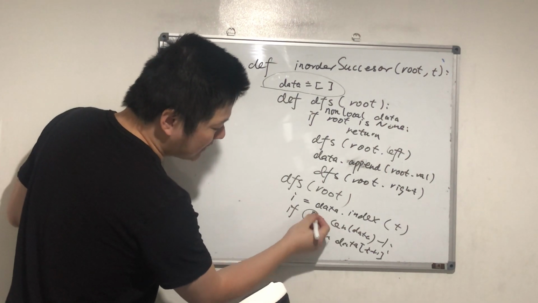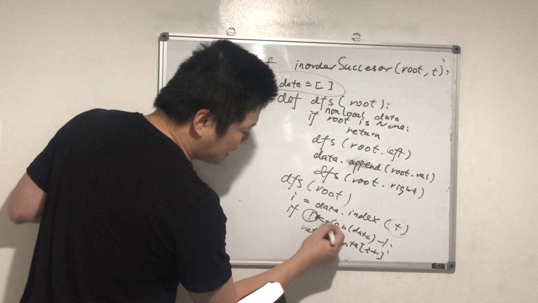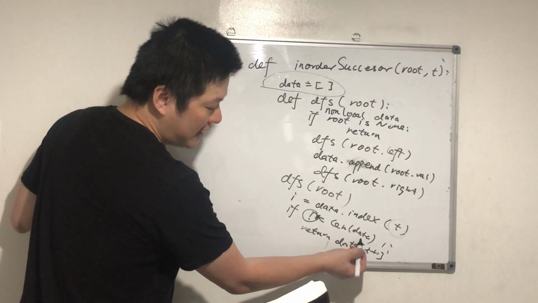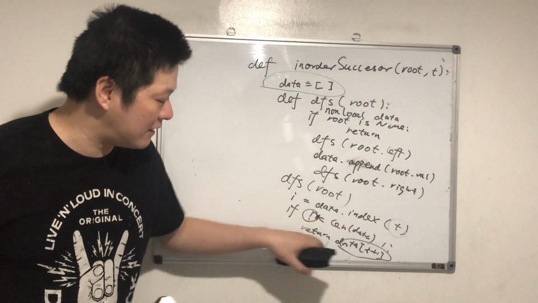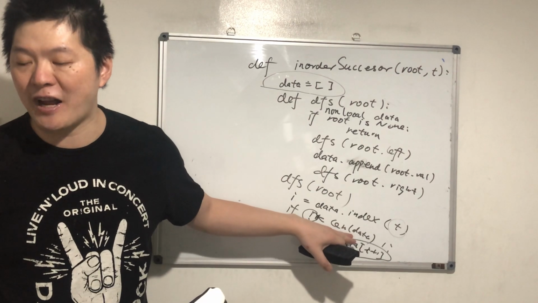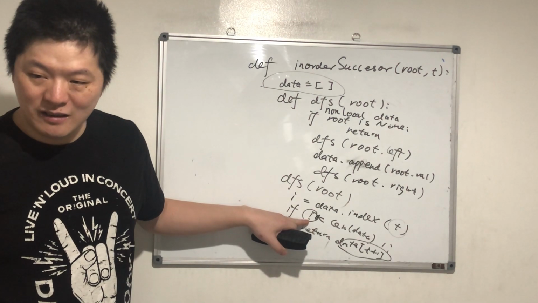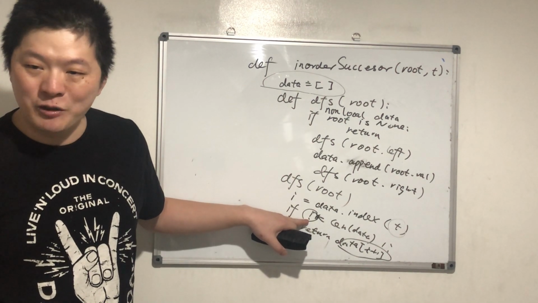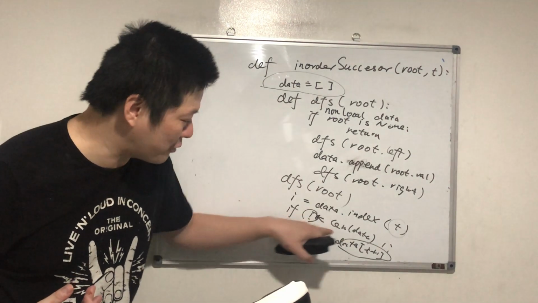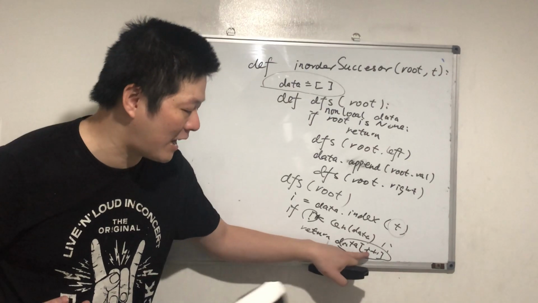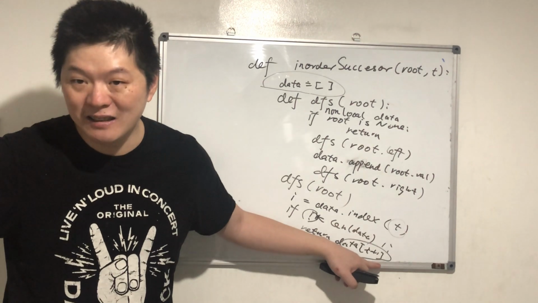Look, we find the index of t. If i plus 1 is still smaller than the length of data, then we can return the next one, right? Otherwise, if this if condition doesn't satisfy, what does it mean? It means it's the last element, and we can't find the next one. If it's the last one, data i plus 1 is out of boundary, you can't find i plus 1, right? Does it make sense?